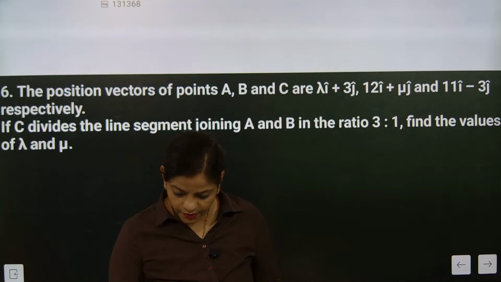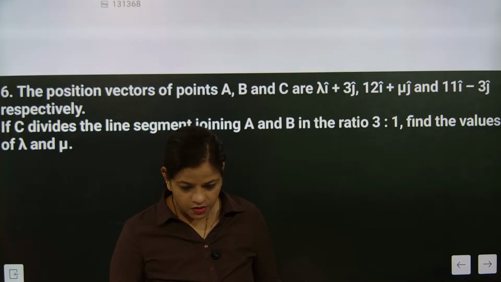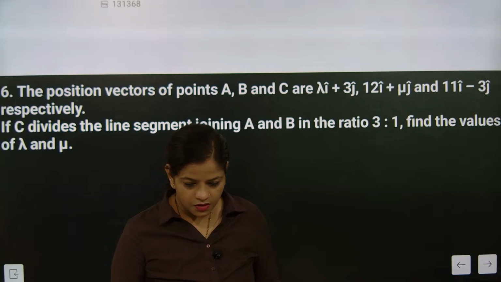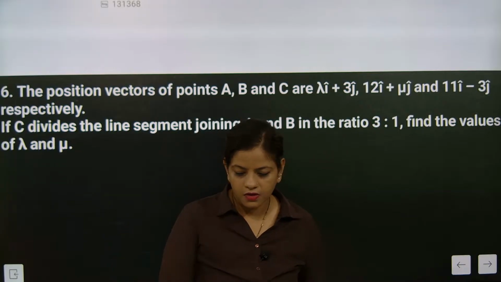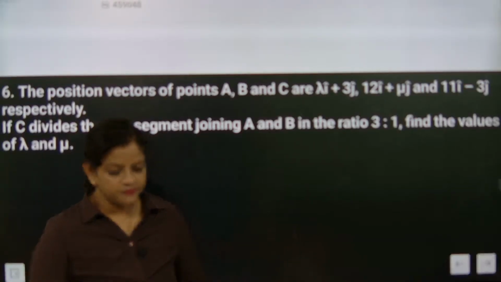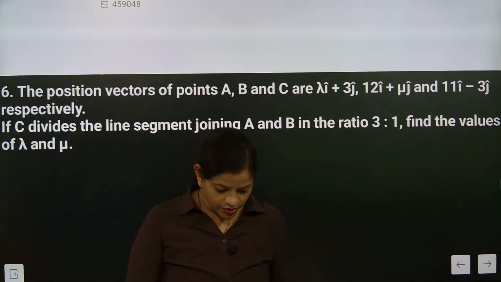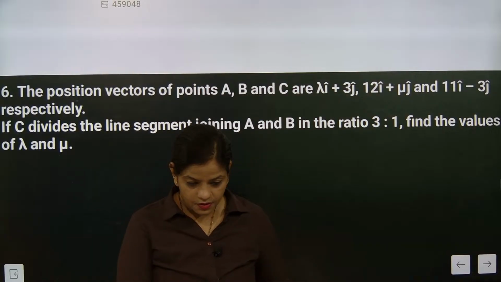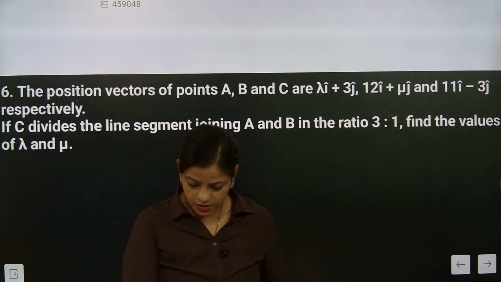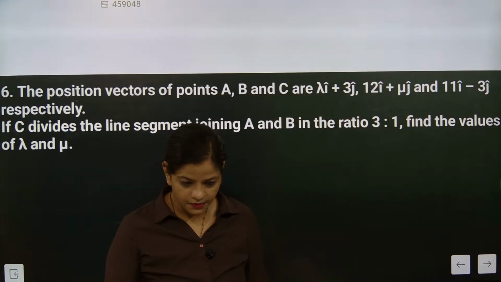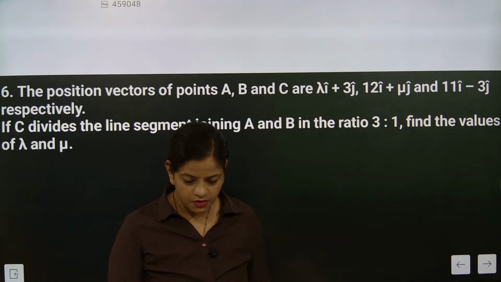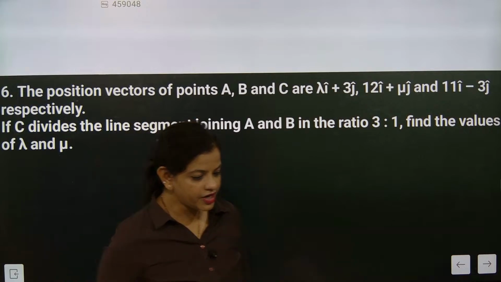Is my voice audible now? Okay, now the voice is audible. Check. Yeah, it is audible now. Volume is low. Check once, please.